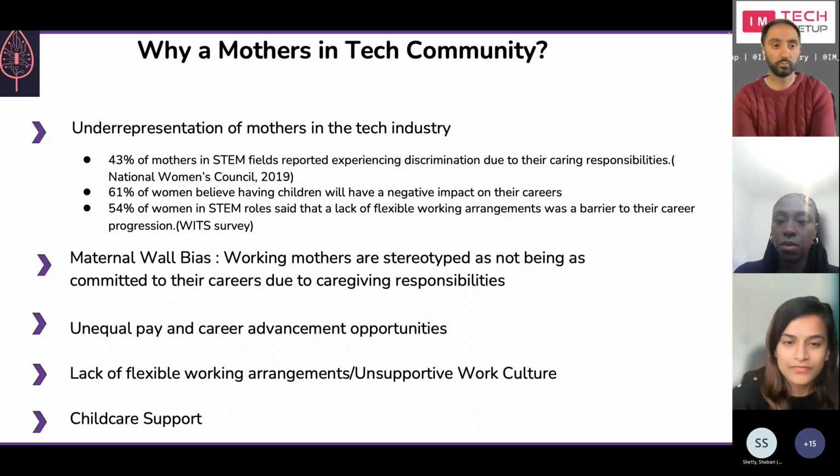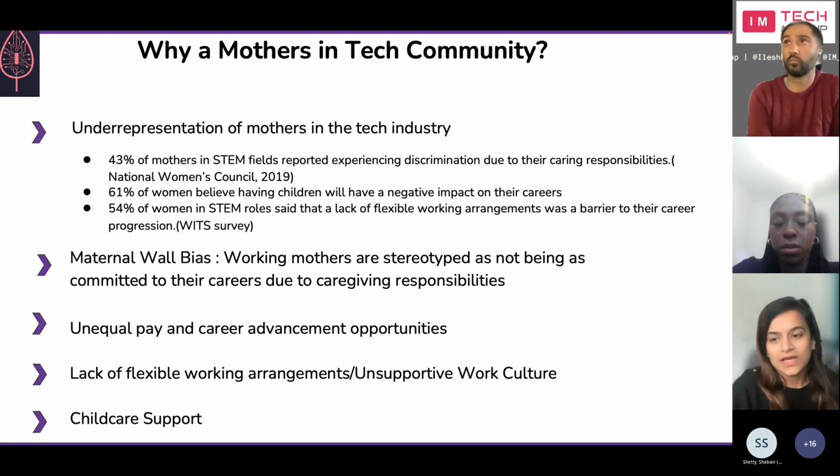So working mothers are often overlooked for promotions or opportunities for career advancement. This is likely due to the perception that mothers are not as dedicated to their work, and they're not capable of taking on additional responsibilities. The next is a lack of flexible working arrangements. The tech industry is known for its long working hours and demanding workload, which can make it very difficult for mothers to balance work as well as family responsibilities.